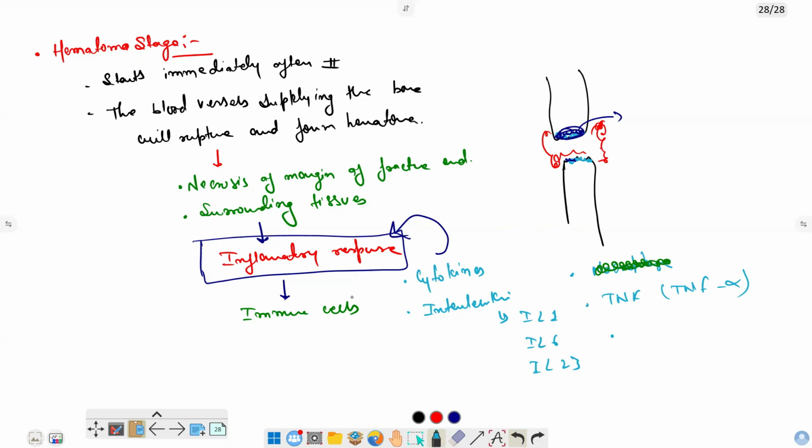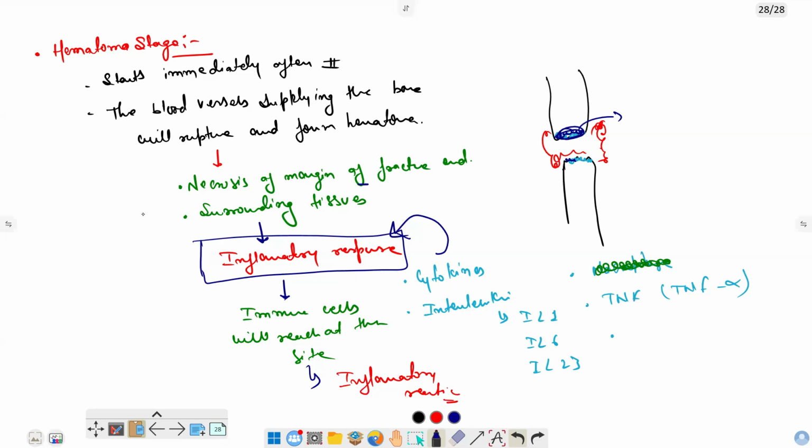Okay, so all these inflammatory mediators will just stimulate the inflammatory response, and the immune cells will reach the site, and ultimately it will cause the inflammatory reactions. Inflammatory reactions will start. Not only that, these cells do the job of removing the damaged necrotic cells, since there is necrosis of the margin of the fractures and the surrounding tissues.